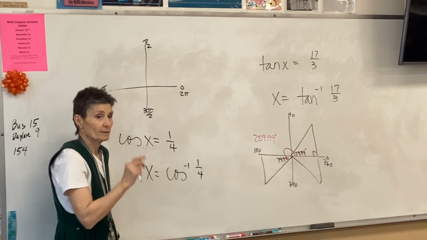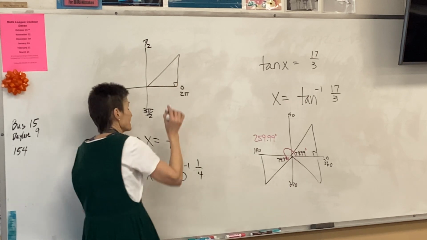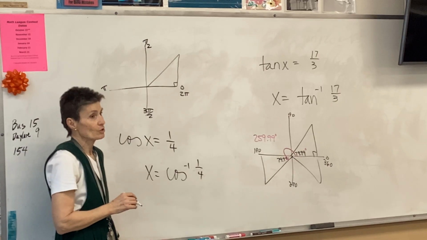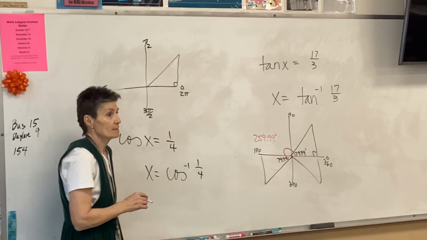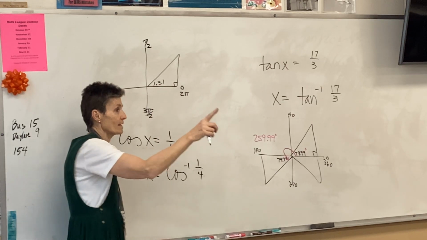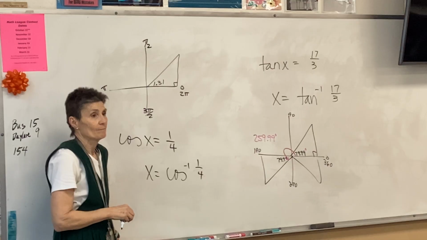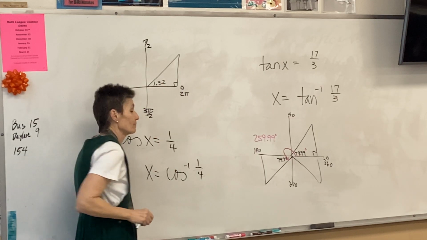75.52. Okay, so he's got an angle in quadrant 1, but he said 75. He hasn't changed his calculator. Oh, you're right. 1.31? Is that right? Yeah, no, 1.32. 1.32.